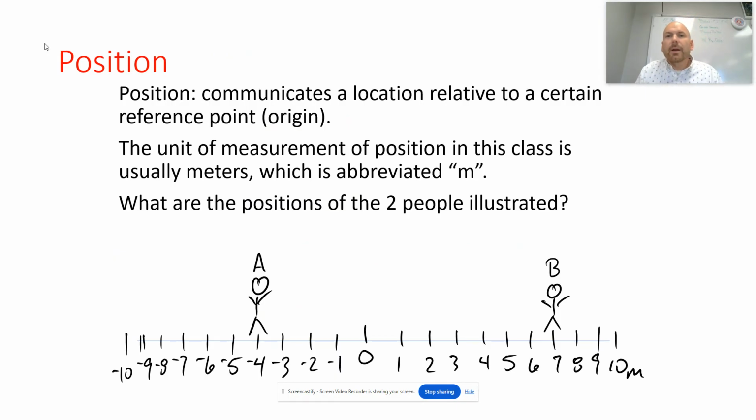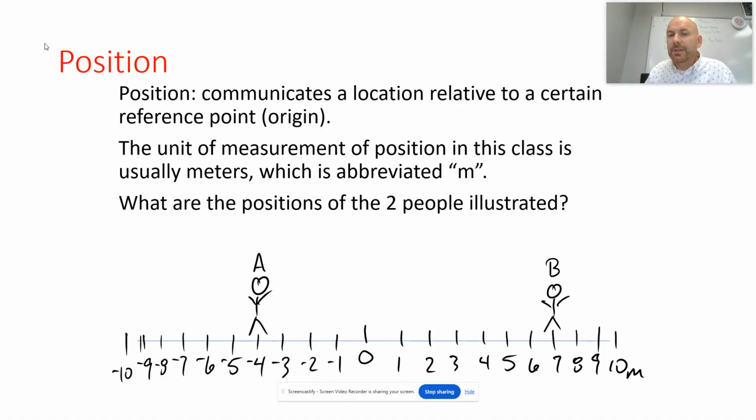So our first measurement is position, and position communicates the location of an object relative to a certain point, a reference point, often the origin. We measure this in meters. In physics, we try to stick to the metric system. It has a variable, lowercase x. In math classes, it's like the most popular variable, find x. In this case, x is used for position.